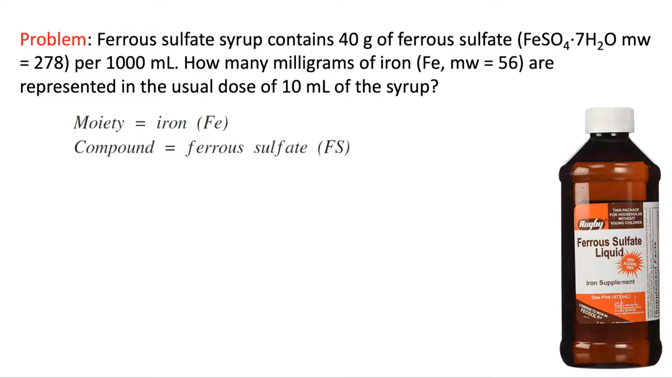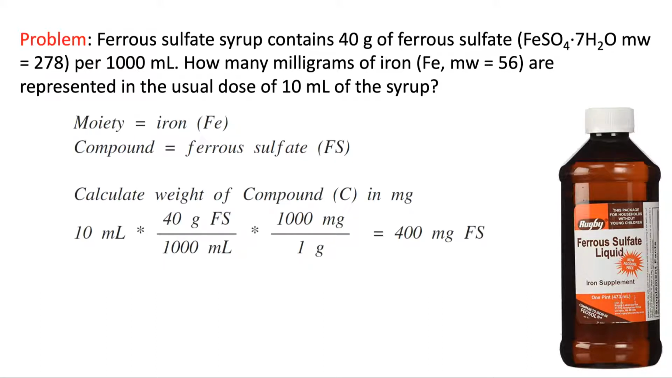All right? So what we're going to need to do is start with the amount of ferrous sulfate in our 10 milliliter dose, and then eventually convert that to an equivalent amount of elemental iron, or the moiety. We've got to go from the dose in compound to the equivalent dose of the moiety. So let's start by calculating the weight of the compound in milligrams in our 10 milliliter dose. All right. So we'll start with the fact that the dose is 10 milliliters, and we'll multiply it by its concentration. We were given its concentration as having 40 grams of ferrous sulfate per every 1,000 milliliters.